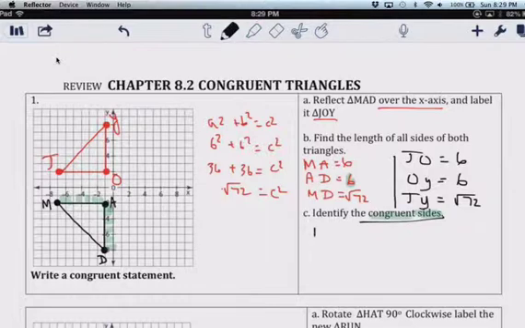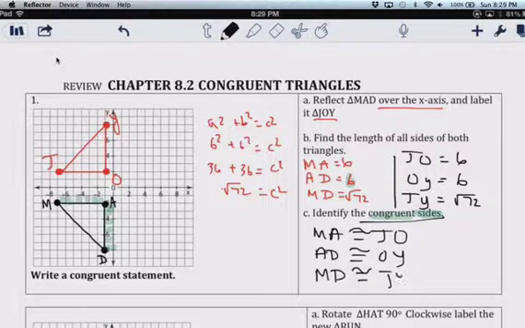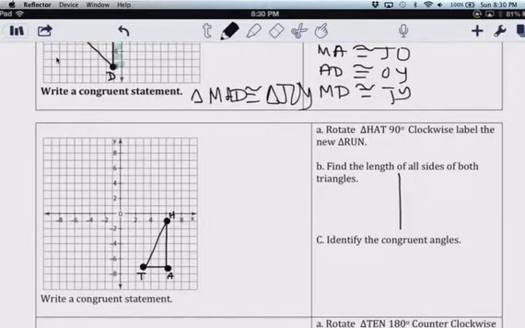Okay, MA is congruent to JO. AD is congruent to OY. MD is congruent to JY. So write a congruent statement. You put triangle MAD is congruent to triangle JOY. Okay? Next one.